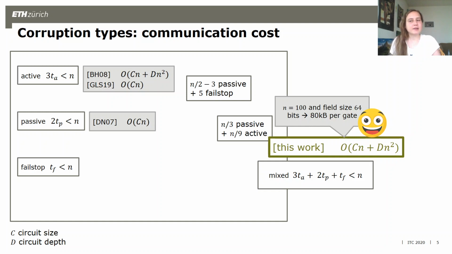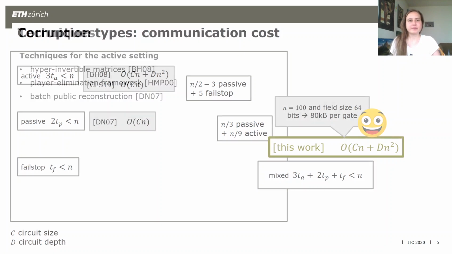And I want to stress that even though we have this additional term dn squared, in the worst case, if the circuit is completely tall and thin, we have communication complexity cn squared, which is orders of magnitude better. So to summarize, we have a protocol for the mixed setting, so flexible, also efficient, almost as efficient as the active protocols, and simple, which you're going to see next.